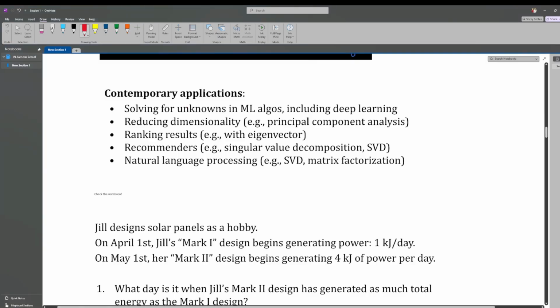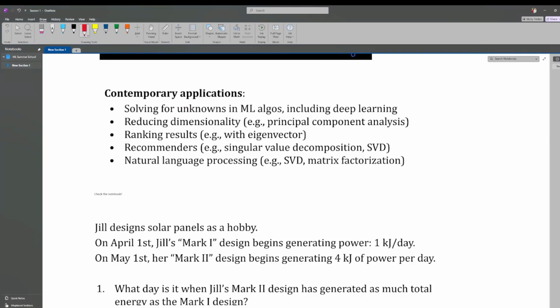So, talking about these things, what are the applications of linear algebra as a whole? It is used for solving for unknowns in machine learning algorithms, reducing dimensionality, and PCA is one of those things. We'll learn about it later on. Ranking results with eigenvectors, we'll learn about this later on. Recommenders, especially recommendations. SVD, singular value decomposition, is also used, and especially when I was using my quantum machine learning models, I used SVD there as well. And natural language processing specifically.